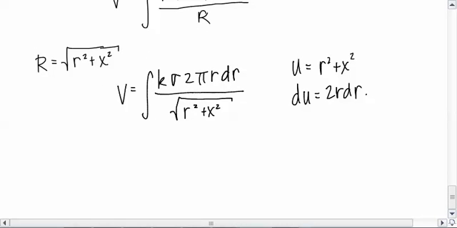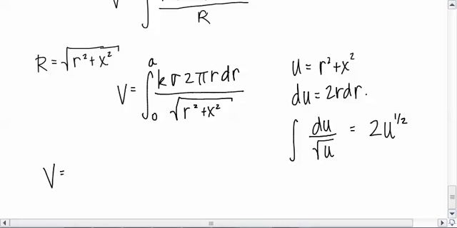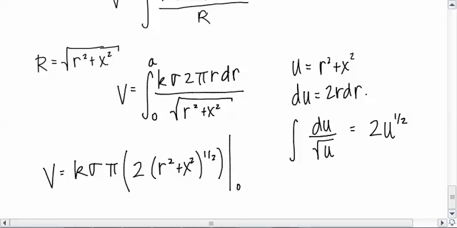So this is a bunch of constants up here, but effectively we would have the integral of du over the square root of u, which would be 2u to the 1/2. So then my electric potential, we need some limits. Does our disk go from 0 to A? Yeah. So K stays there, sigma's there, pi is there, and then we've got this 2 times u, which was r squared plus x squared, raised to the 1/2, evaluated between 0 and A.